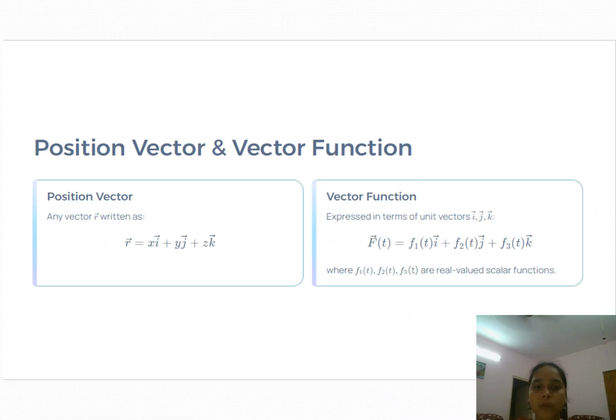So now, what is position vector and vector function? The formula of position vector is any vector r bar written as r bar is equal to x i bar plus y j bar plus z k bar. Now let us discuss vector function expressed in terms of unit vectors i bar, j bar, k bar. F bar of t is equal to f1 of t i bar plus f2 of t j bar plus f3 of t k bar, where f1 of t, f2 of t, f3 of t are real valued scalar functions. This is vector function.